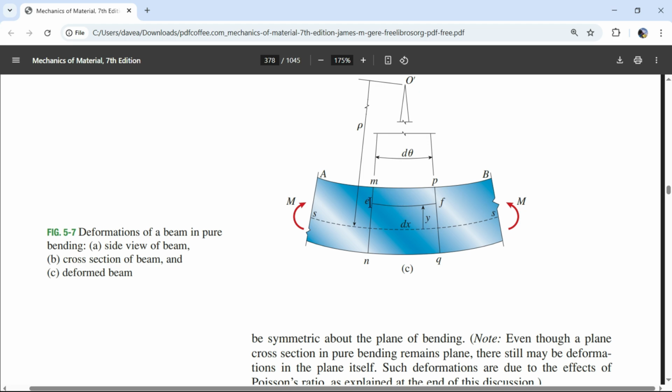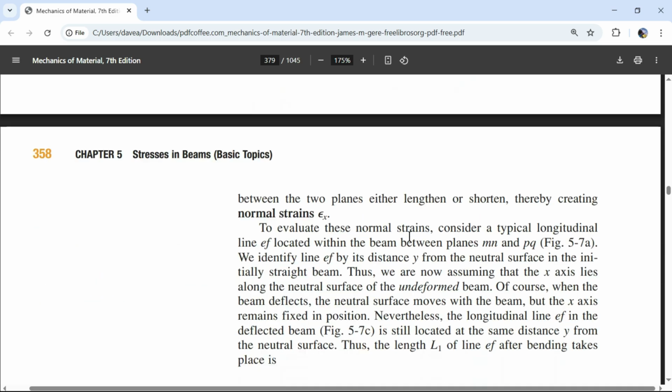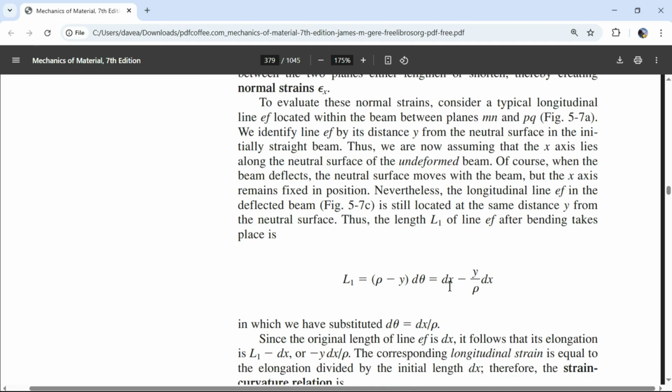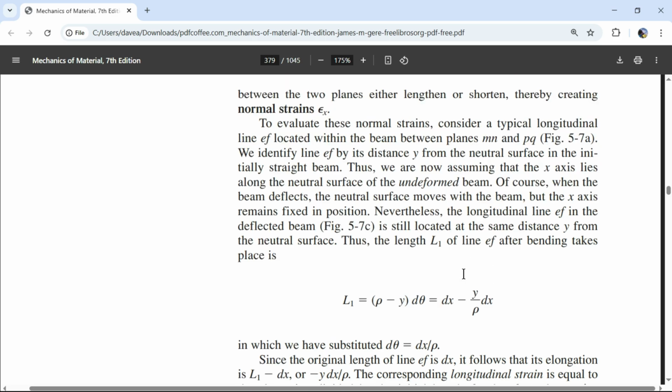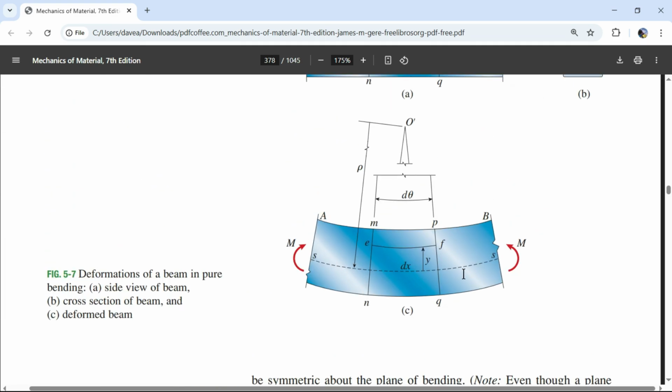So cool, let's say I know the length of this line. It's going to be that equation. I want to know the change in length, which is length final, that's what this is, minus length initial. So we're going to take the equation that we just came up with, and then we're going to subtract dx. Well, check out the equation. This equation has a dx already in it. So we have dx minus y rho dx. And now this is length final. We're going to subtract length initial, which is dx. And then these dx cancel, so we're just left with this term. And that's going to be the change in length, which is cool.